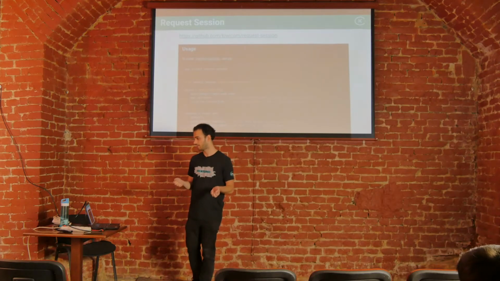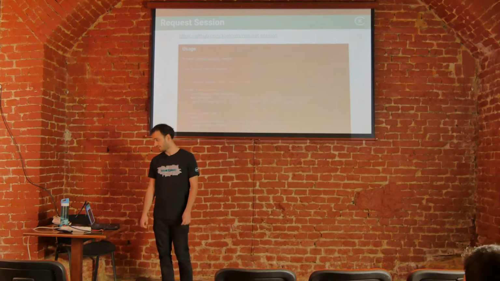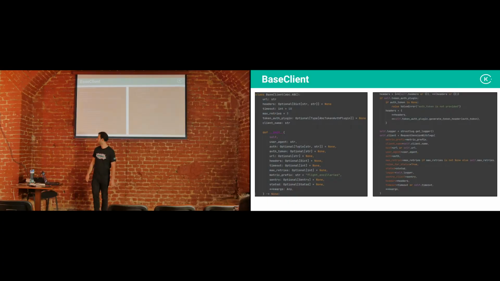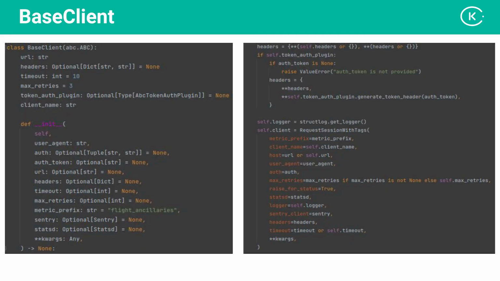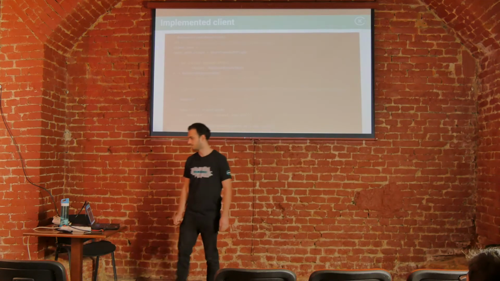It works in a way that you basically create a client for your API, and then use it for any endpoint you want. How did we implement this in our clients? We created a base client. It has some parameters, so you can instantiate the request session object, and then extend this base client with any client you want, any methods you want.